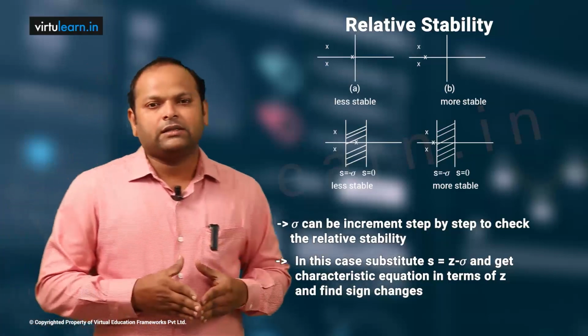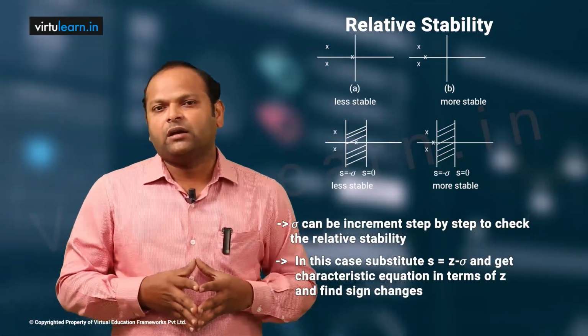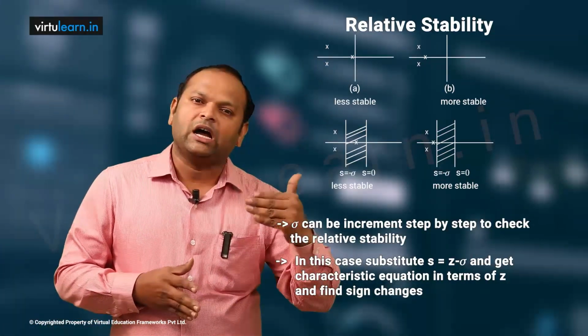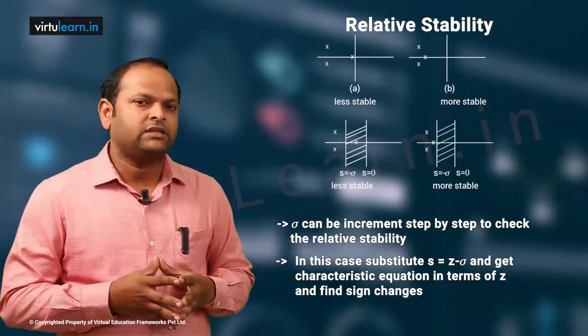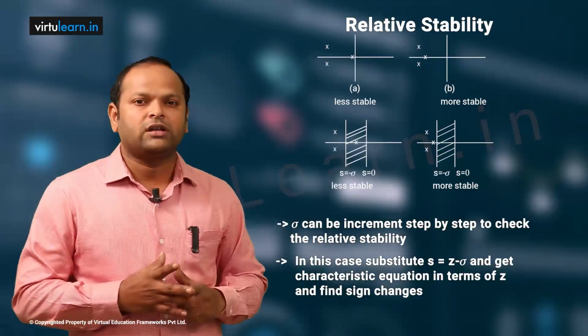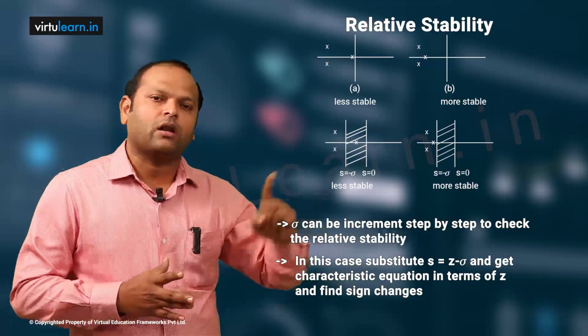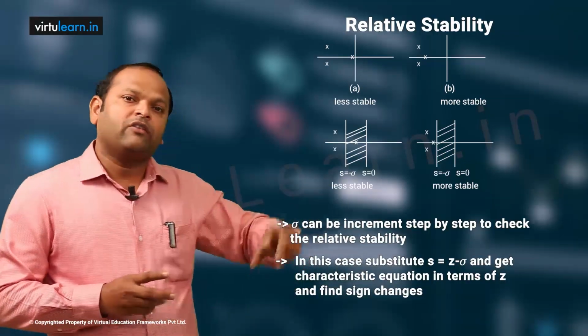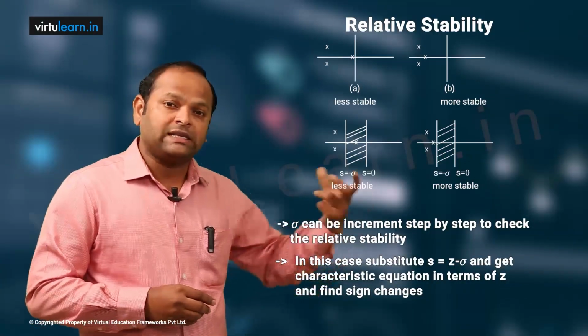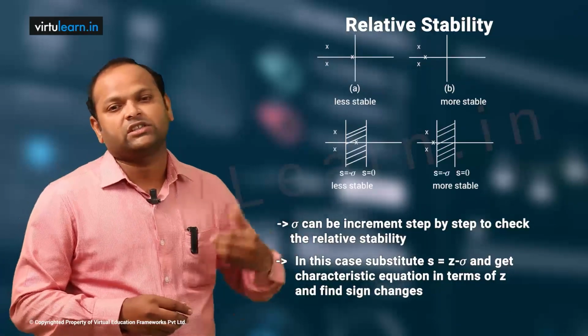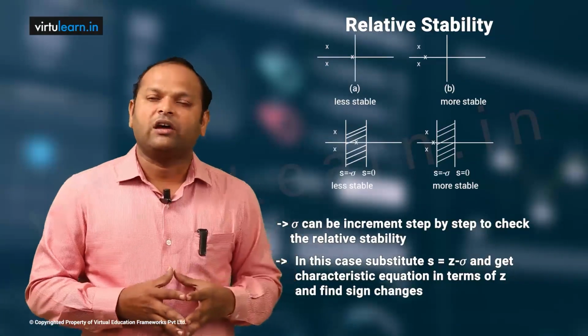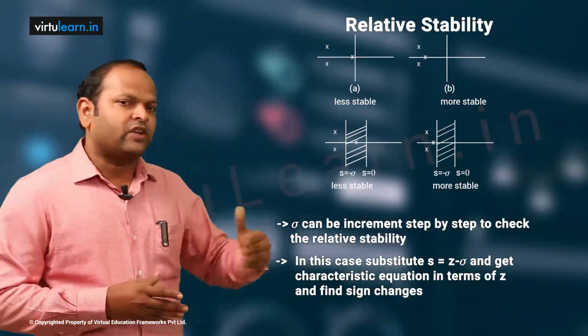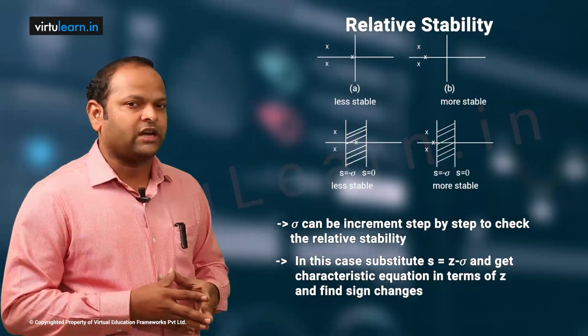So we can say that the Routh-Hurwitz criteria is used to find the absolute stability of the system. That means I can give only a one-word answer, whether it's stable or not. But whether it is more stable or less stable, this information is not available with the Routh-Hurwitz criteria. This is one of the limitations of Routh-Hurwitz criteria.